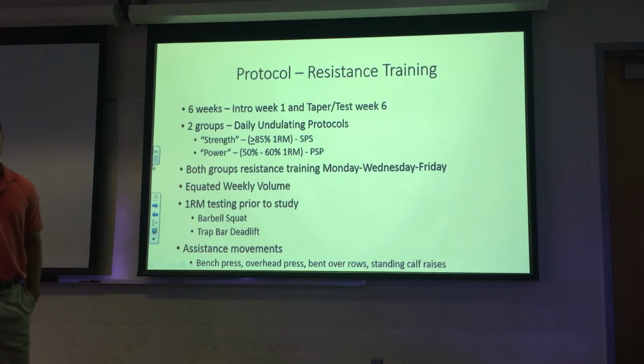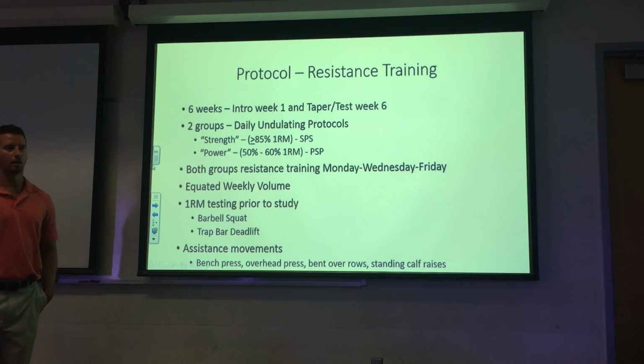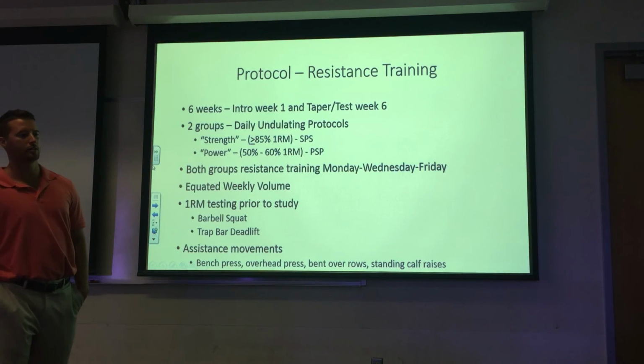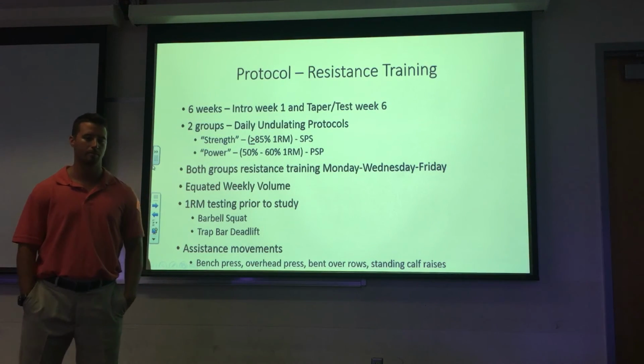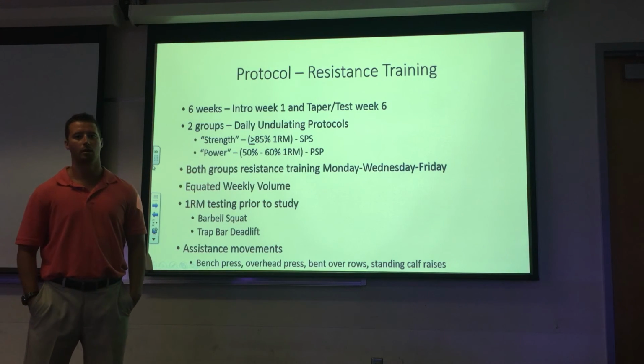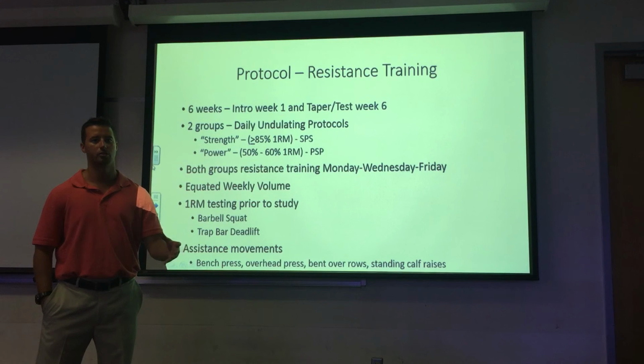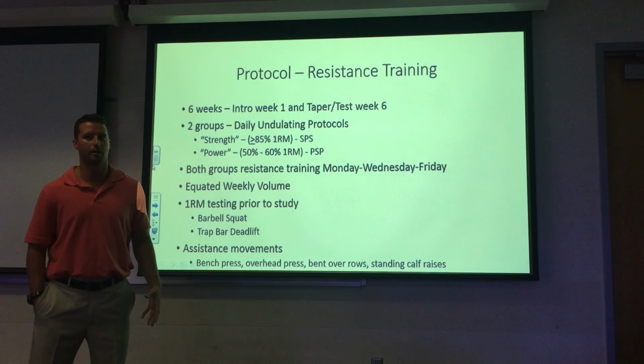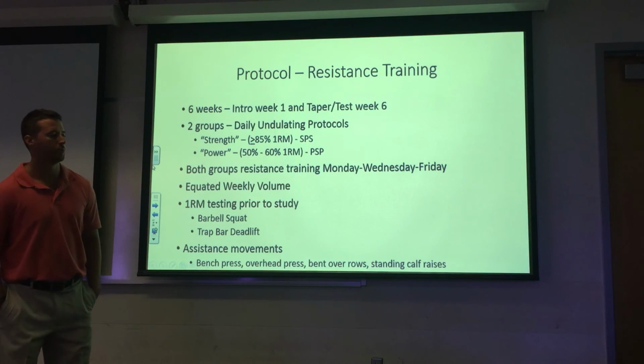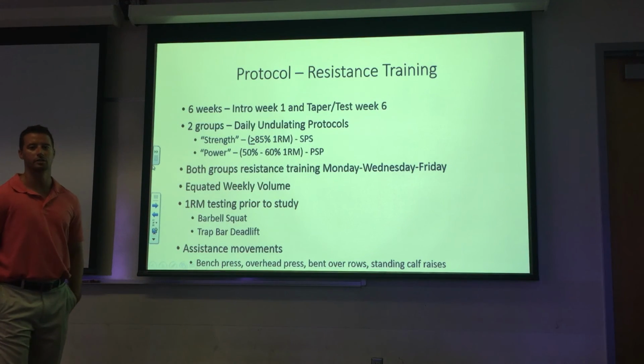Weekly training volume will be equated for each group. The main movements of the study are going to be a barbell squat and a trap bar deadlift. I like the trap bar deadlift because I think it can be movement specific with a triple extension. Out of the blocks, we see triple extension if we do a trap bar deadlift rather than an Olympic lift, such as a clean or a jerk. We can still achieve that triple extension with a lot less technique.